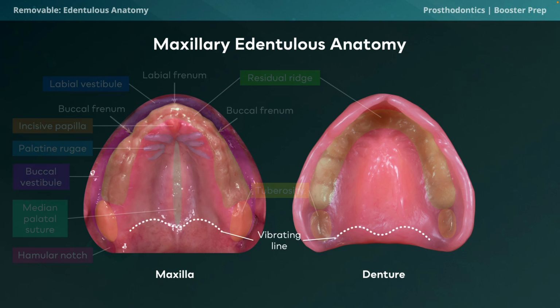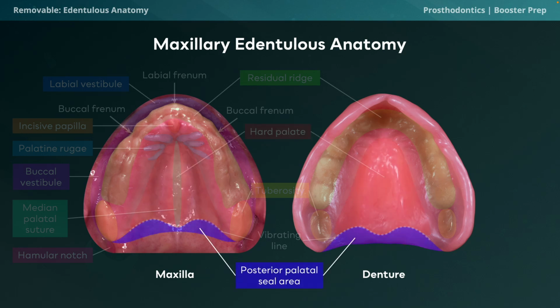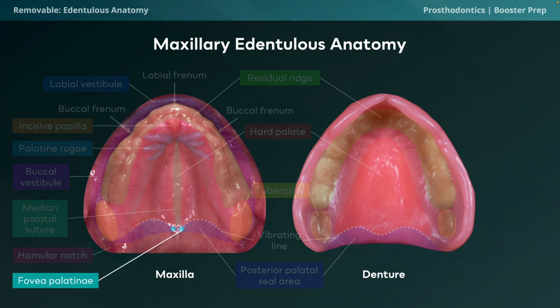Next, we have the vibrating line, which marks the junction between the hard palate and the soft palate and can be identified by having the patient repeatedly say ah. Now, the soft palate area right behind the vibrating line is composed of non-keratinized tissue, and we also have some minor salivary glands here. Sometimes a portion of the soft palate is referred to as the posterior palatal seal area, as we rely on the compressibility of the tissue here to give us our denture seal. Next, we have the fovea palatinae, which are two small pits right adjacent to the vibrating line.